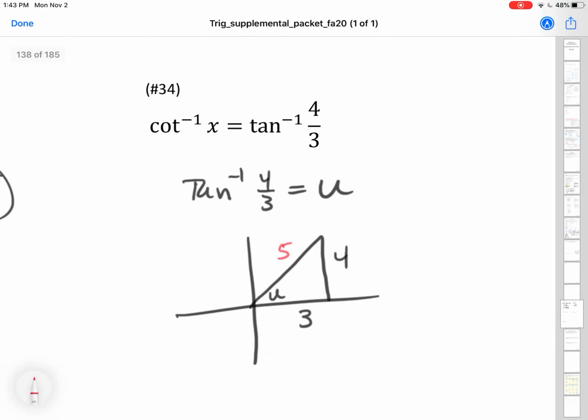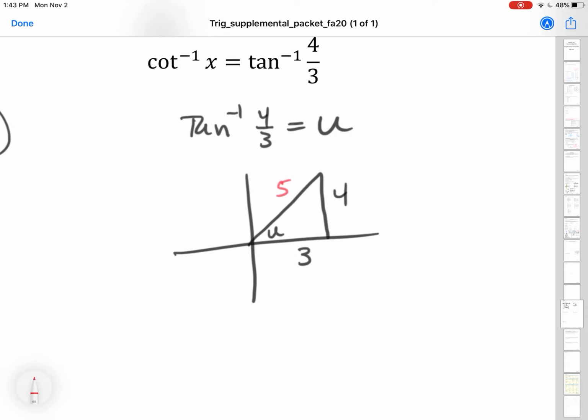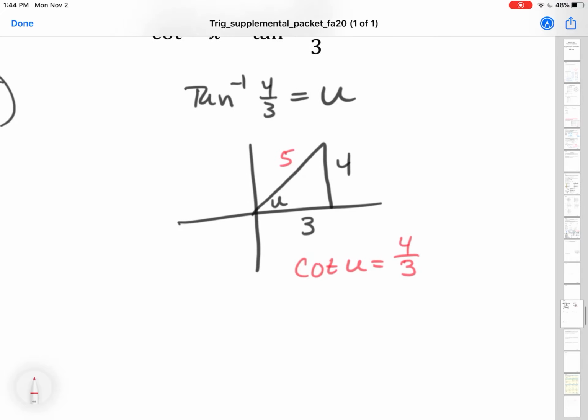Put the 5 in red. So that's going to help us out. So tangent. We're using the fact that tan inverse of 4/3, we're going to call that u. And so let's look at what cotangent of u is. Cotangent is adjacent over opposite. So I didn't even need to draw this, right? I would have known that already, but it's 4/3, so I didn't need to find the 5.